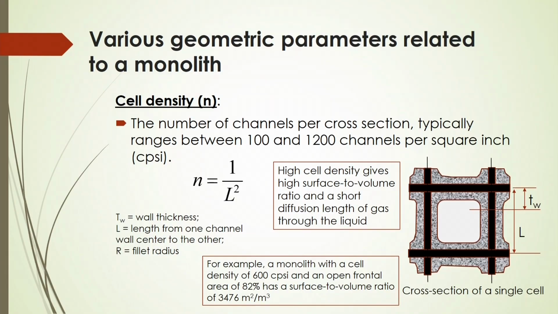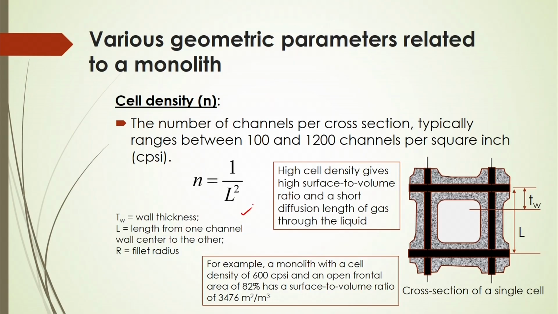And you see various geometric parameters related to the monolith here. If you are considering a channel based monolithic reactor, there will be a certain geometrical shape, as shown in the figure here, with some channels and the cross section of a single cell. In that case, the number of channels per cross section typically ranges from 100 to 1200 per square inch. That is denoted by CPSI.